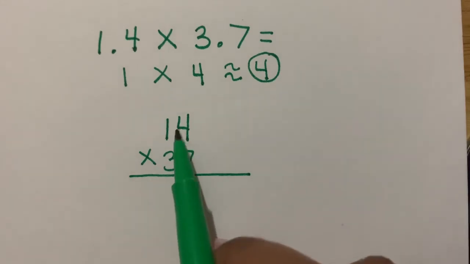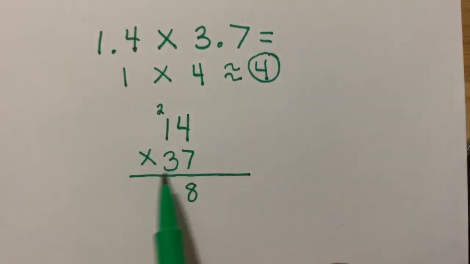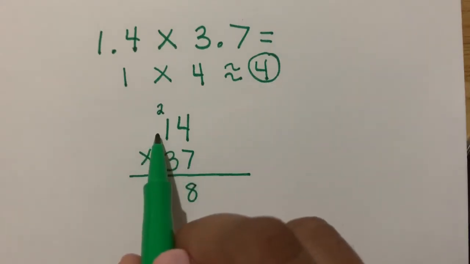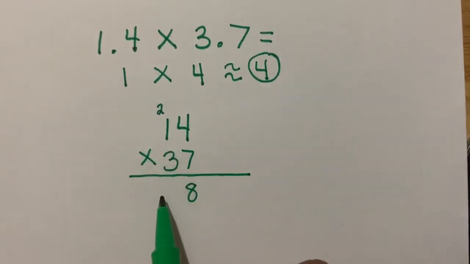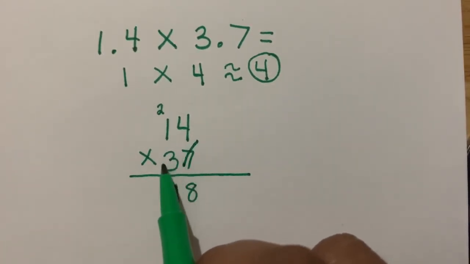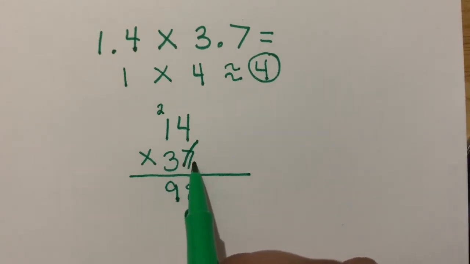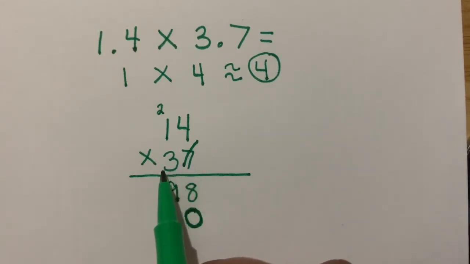So 7 times 4 is 28. I'm going to carry my 2. 7 times 1 is 7, plus 2 is 9. And since I'm done with this place value and moving on to the next, I'm going to place a 0 because I'm in the new place value. If it was a regular number, I went from ones to tens.